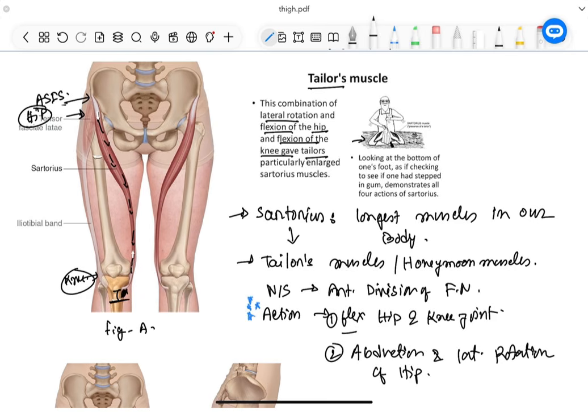And during sexual intercourse, such a position is necessary. That's why, during sexual intercourse, these positions are maintained by flexion of the hip and knee, and abduction and lateral rotation of the hip joint. That's why its other name is the honeymoon muscle also.